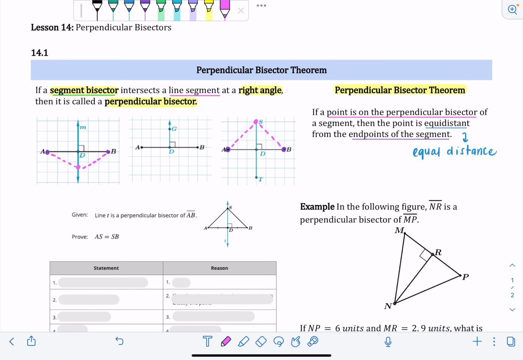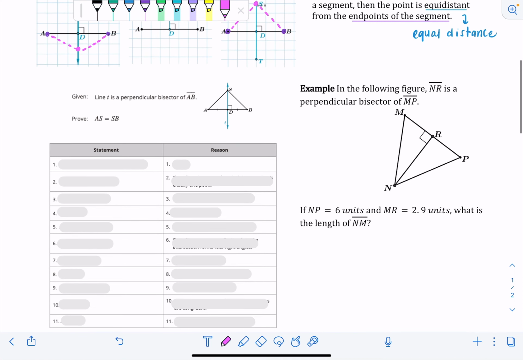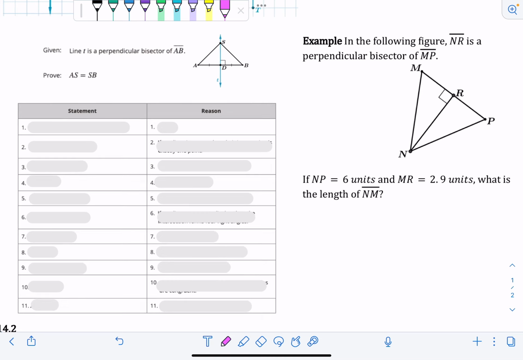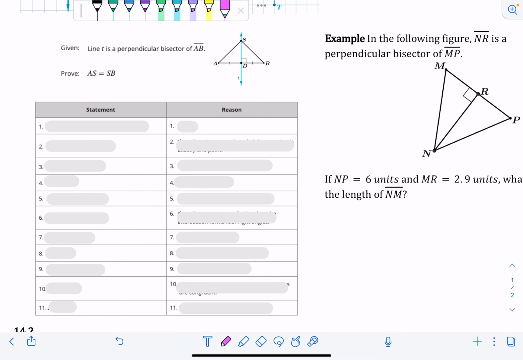Okay, so moving down to the proof, this was kind of a long one, so I am just going to uncover the work and explain it. If you're comfortable just taking a screenshot for this one, I think that's okay, but just make sure you're following along. So given that line T is a perpendicular bisector of segment AB, so you can see line T is the blue one that cuts through, is a perpendicular bisector of segment AB, which is the base of the triangle.